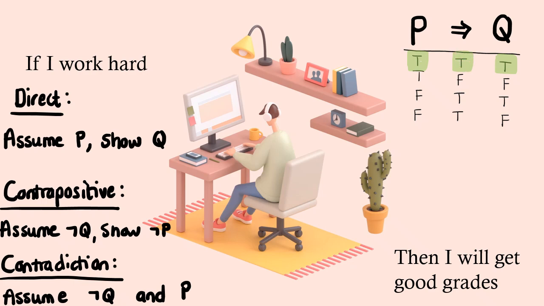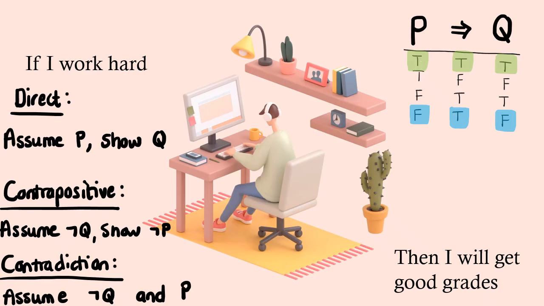For the contrapositive, focus on we are assuming not Q. So it could be either the second row or the fourth row. But we are assuming that Q is false, and we are showing that P must then also be false. So in the truth table, we are actually here in the fourth row, and you can see in the fourth row, our implication is true.